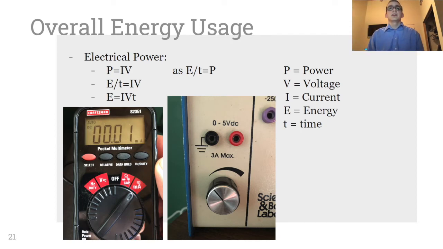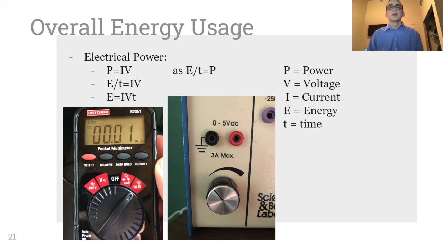Now I wanted to see how energy efficient each of these options were. In order to do this, I used the equation for electrical power, P equals IV, where P is power, I is current, and V is voltage. I then transformed it where energy over time is power, so I was able to get the equation energy per time equals current times voltage, and transform that to get an equation for energy, where energy equals current times voltage times time.